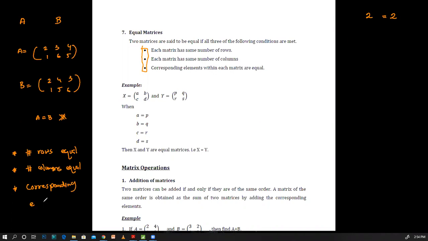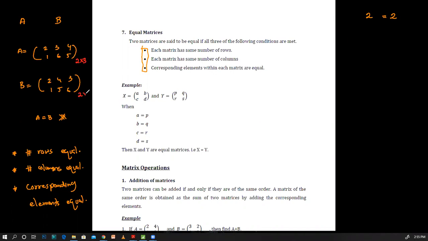Corresponding elements should be equal. Therefore, these are the three conditions that we have to look at when it is given that the matrices are equal matrices. If you look back to the example which I have taken here, now you can see that A is a matrix having the order 2 by 3.